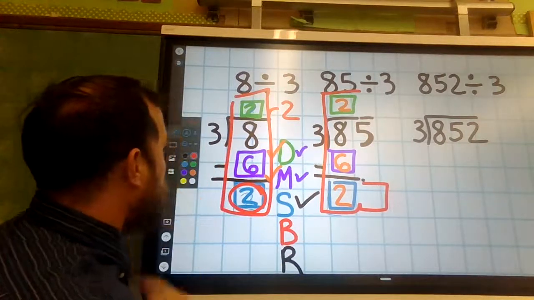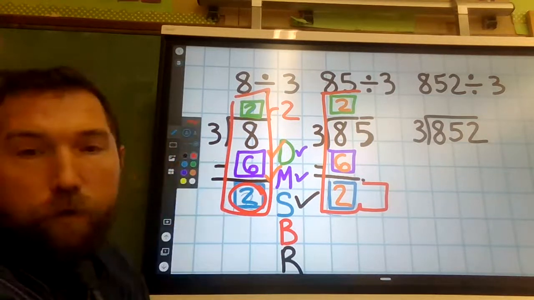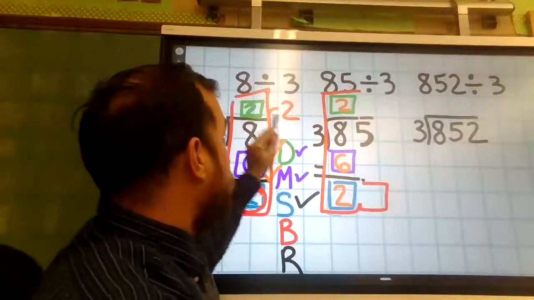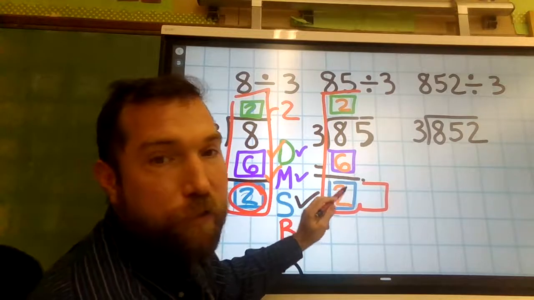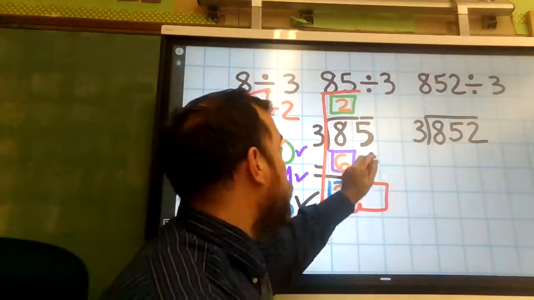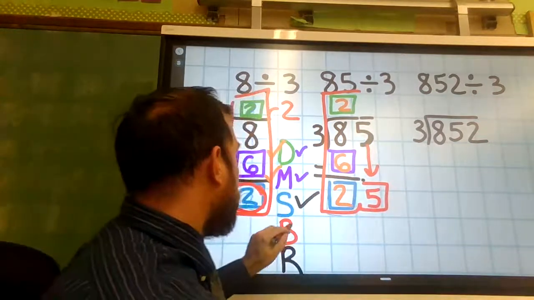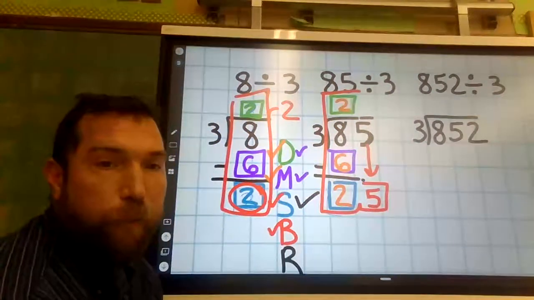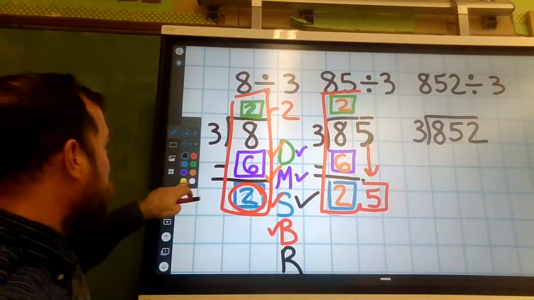All right, now here's where something is different. I basically did 8 divided by 3. It's the same, 2 remainder 2, except this time our 2 becomes 20 something because it's our leftover piece. We bring down our next number, which in this case is 5. So that's something now different. And this is usually where kids get stuck.